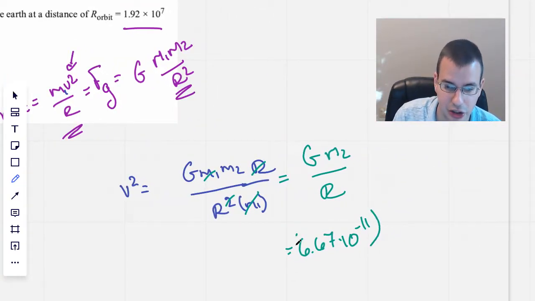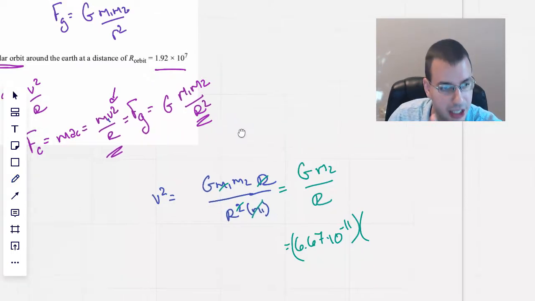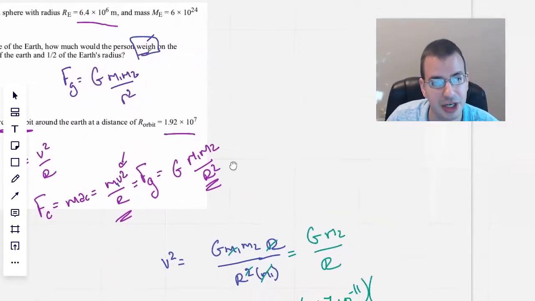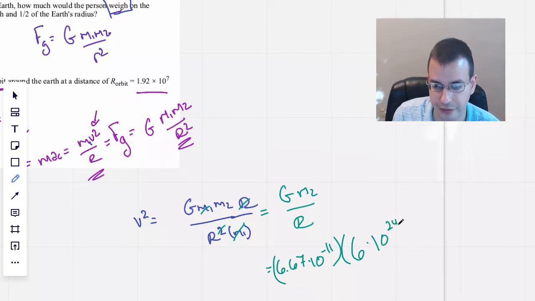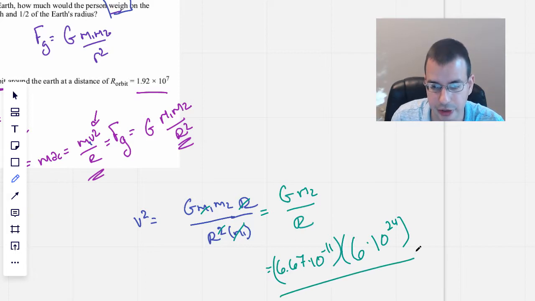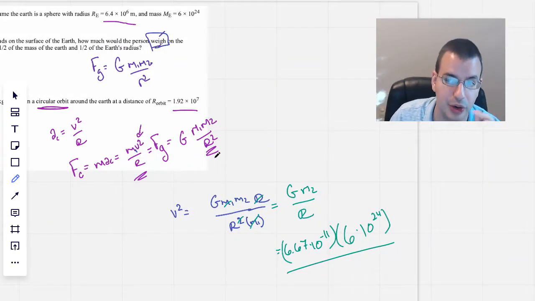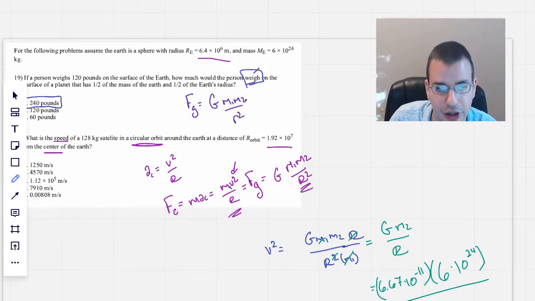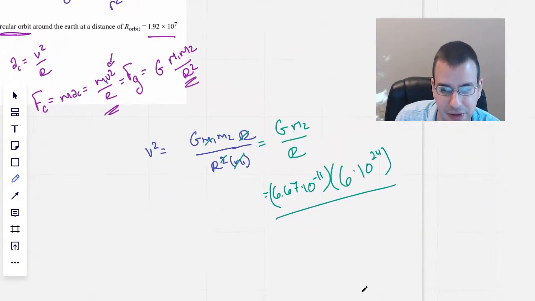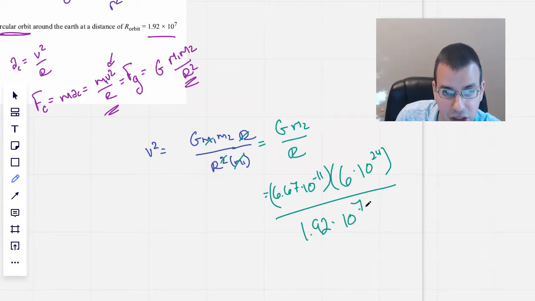Times the mass of the Earth, which is m2, 6 times 10 to the 24th. Probably can make a bigger parenthesis there. There we go. Divided by the radius, and this is going to be the radius of the satellite's orbit with respect to the center of the Earth. So 1.92 times 10 to the 7th.